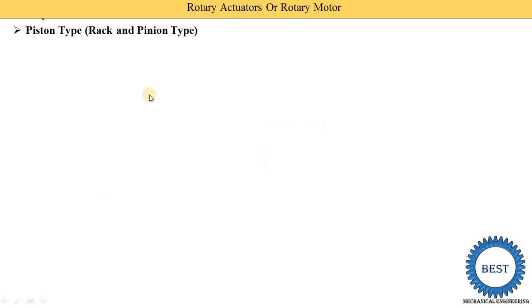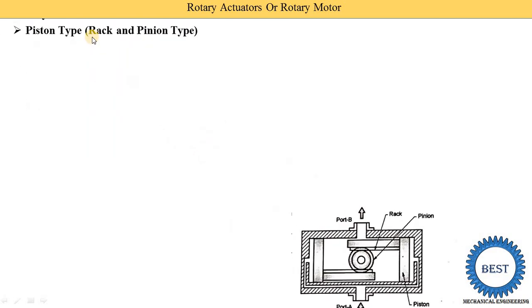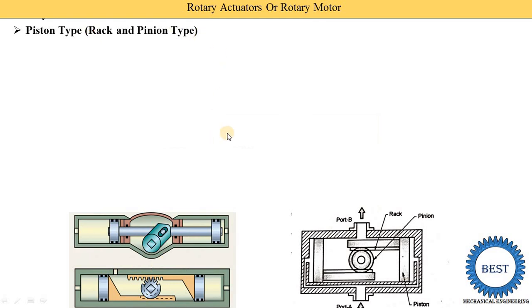Now the second type is the piston type. The piston type is also called the rack and pinion type. Now here you see this image, which is an image for the drawing examination. It is a general schematic diagram. Here port A is provided at the center of the cylinder.